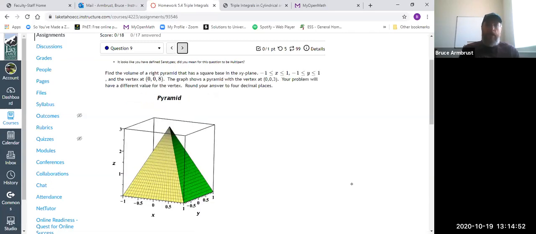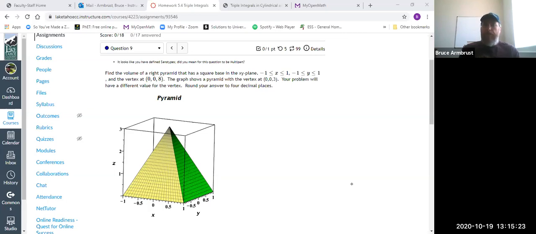All right, so here's number 9. Find the volume of the right pyramid that has a square base in the plane, so between -1 and 1 for x and y, and a vertex at 0, 0, 8. So it says here, the graph shows a pyramid with a vertex at 0, 0, 3. So ours is taller, but with the same square base. Okay, so then round your answer to 4 decimal places.